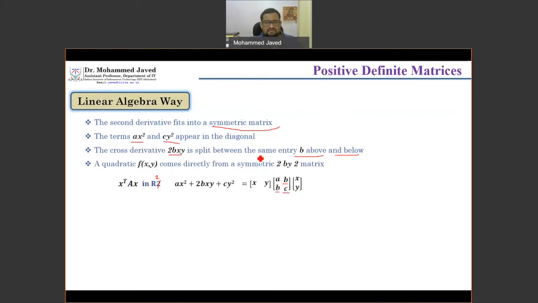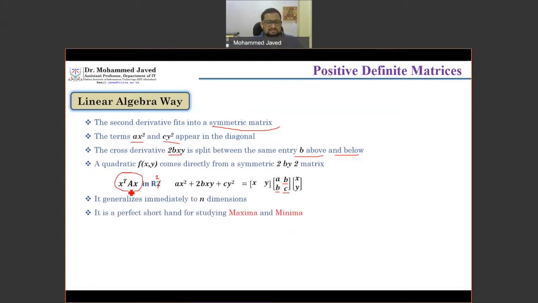Okay, so split between same entry b above and below. So this is the b value, and now you can see that x and y were the coordinates. So x and y is here, x and y is here. Now if you multiply this one, you would get the quadratic equation. It generalizes immediately, so now the idea is that we should be able to use this particular formula in n dimensions. So it is a perfect shorthand notation.